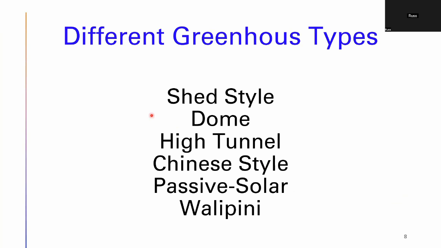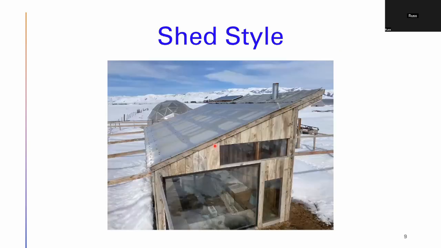So let's talk about greenhouse types. I'm not going to go through the Chinese style passive solar Walipini, but I will target the shed style, dome, and high tunnel. And I'll do that just because they're fairly generic. It's easy to understand those things, and we're limited on time.